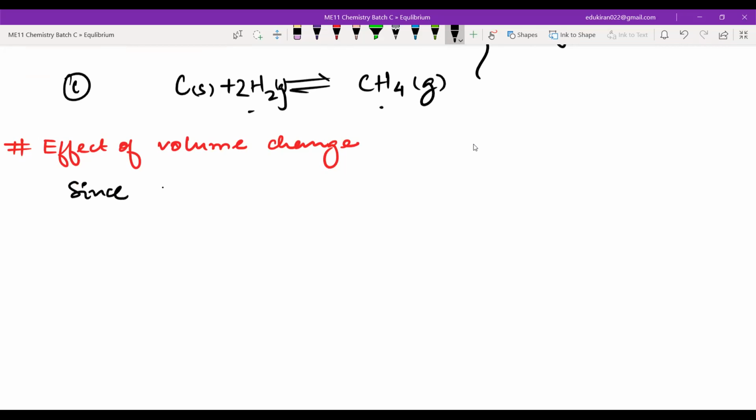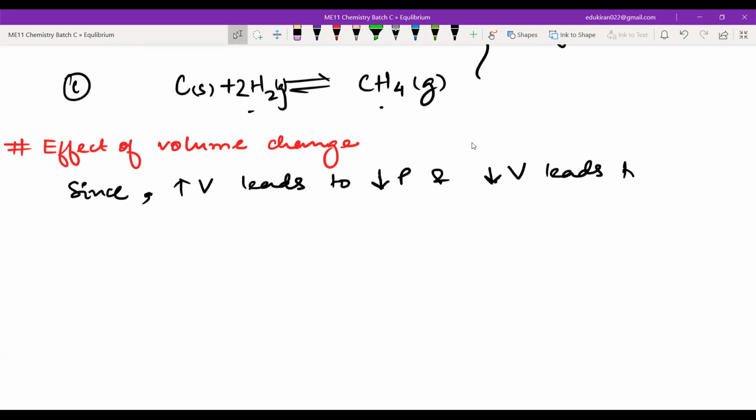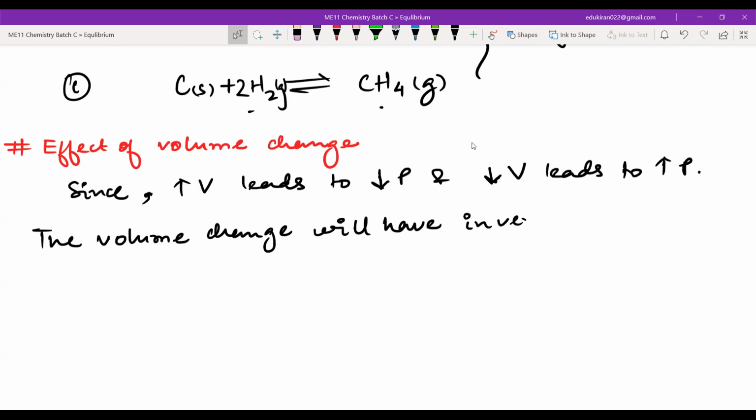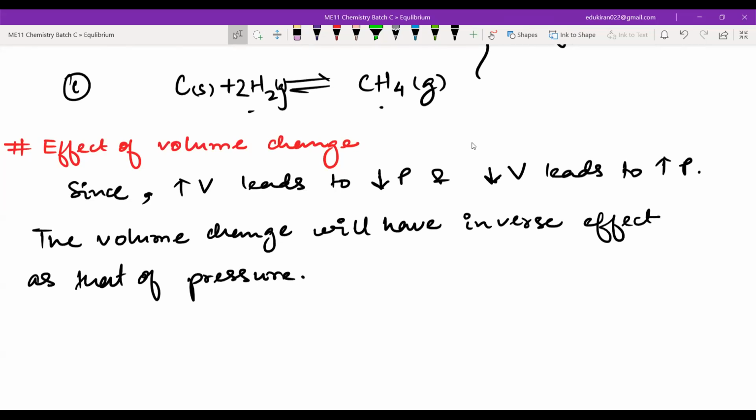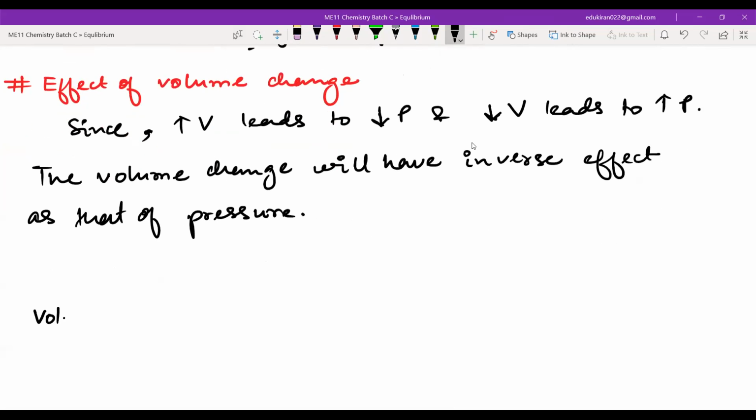So since increase in volume leads to decrease in pressure, and decrease in volume leads to increase in pressure, the volume change will have inverse effect as that of pressure. You can write here like this: volume.